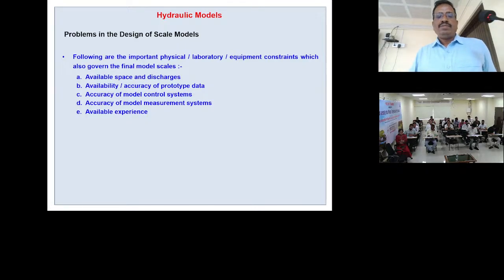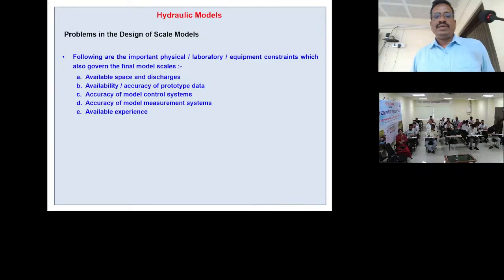So these control systems are also very important in the model, so that the backwater effect should not affect your structure at that location. Backwater should not come up to your location. So your control system should be very far away from your proposed hydraulic structure.